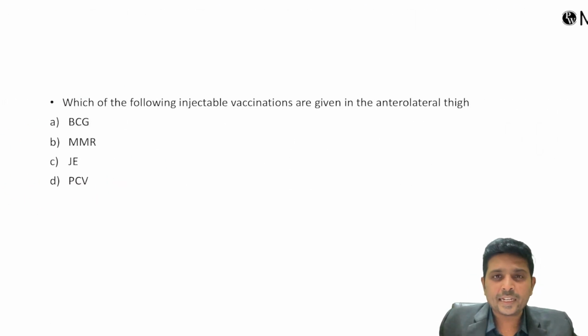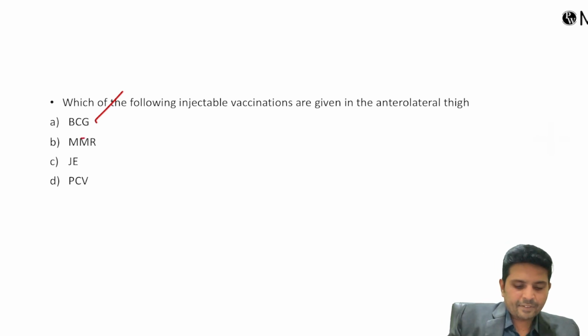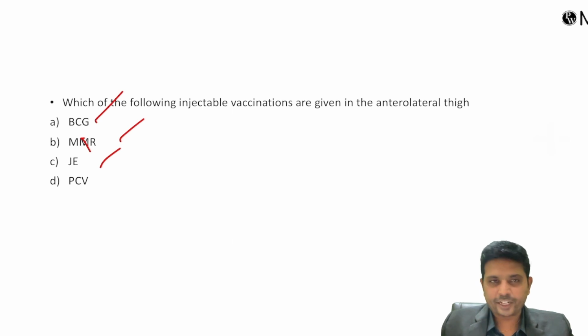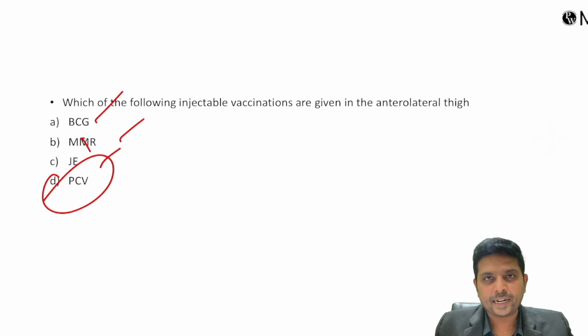Which of the following injectable vaccinations are given in the anterolateral thigh? BCG vaccination is intradermal, left arm. MR vaccination is subcutaneous, right arm. JE vaccination is subcutaneous, whereas PCV vaccination is given in the anterolateral thigh.